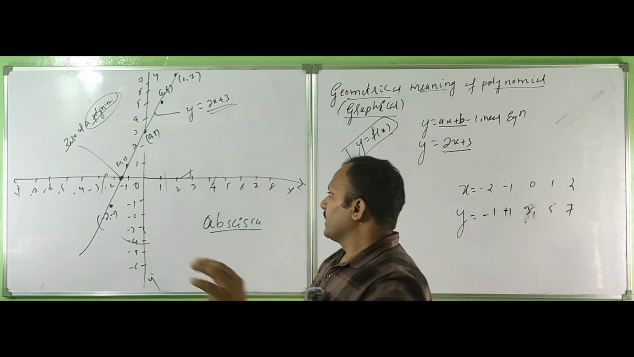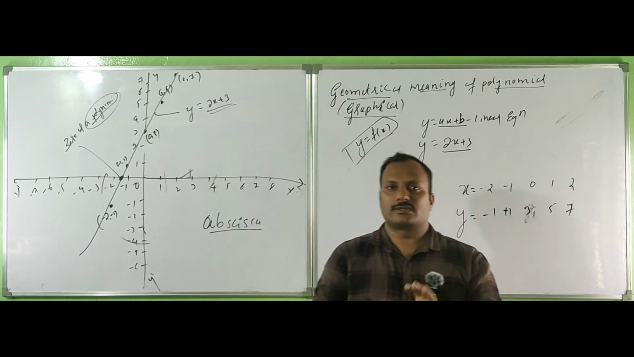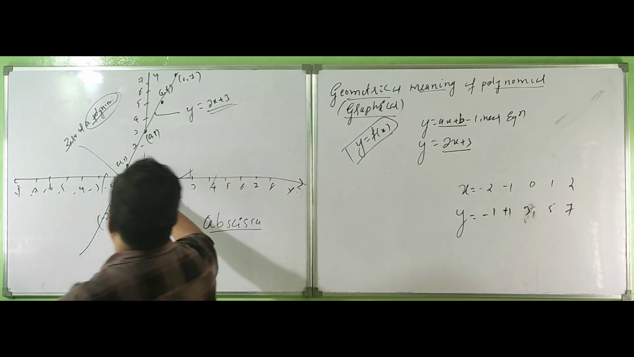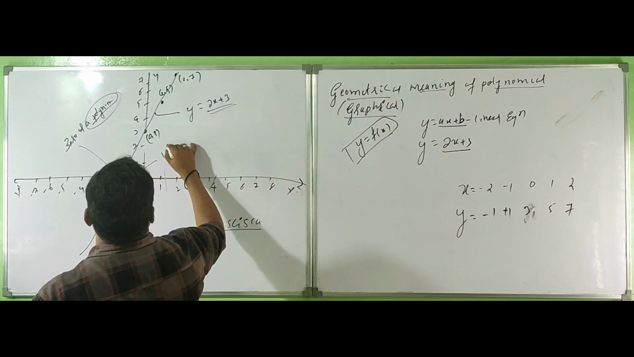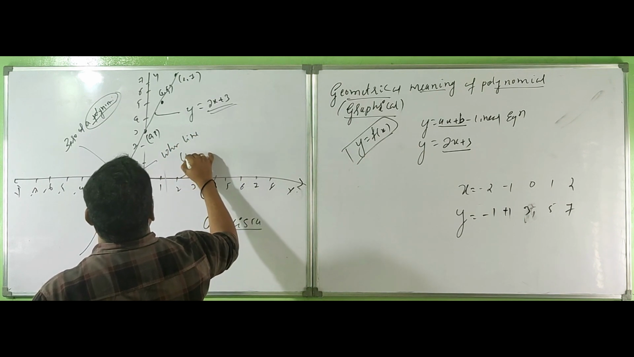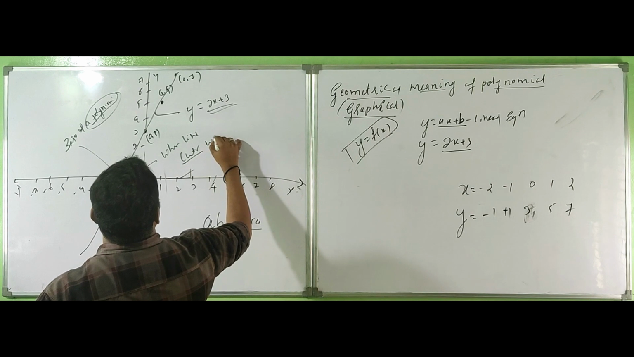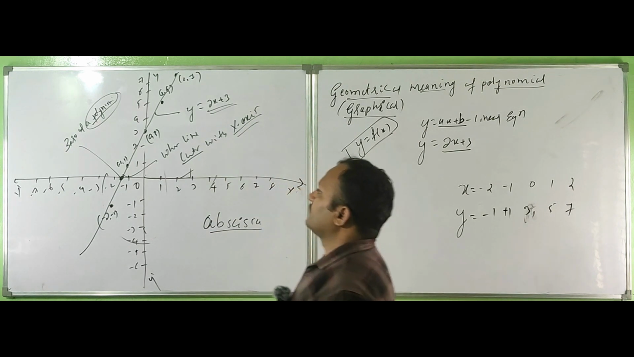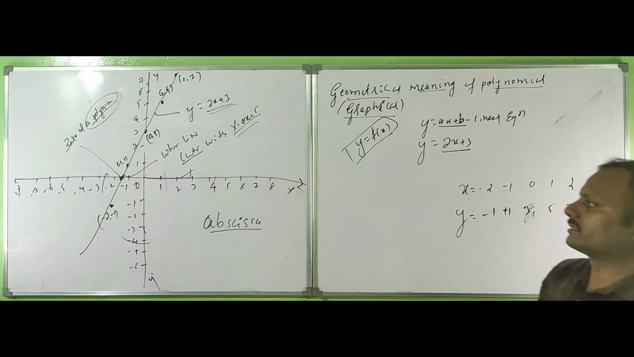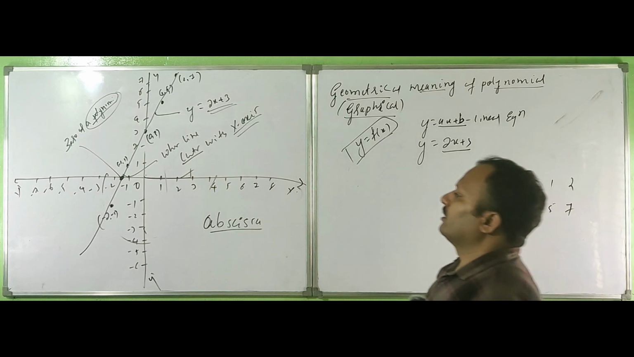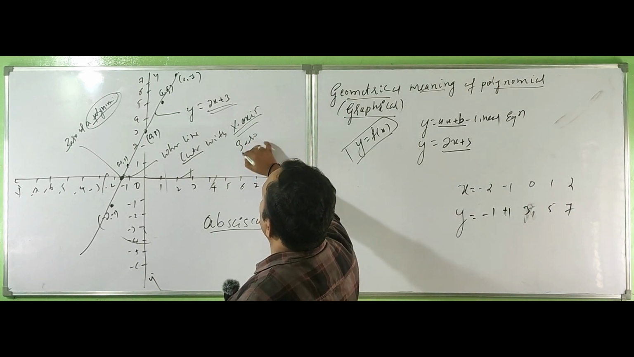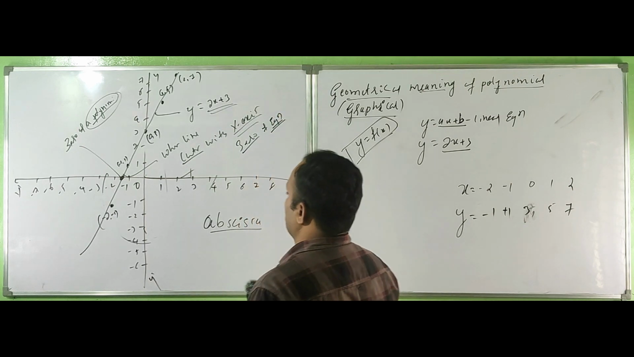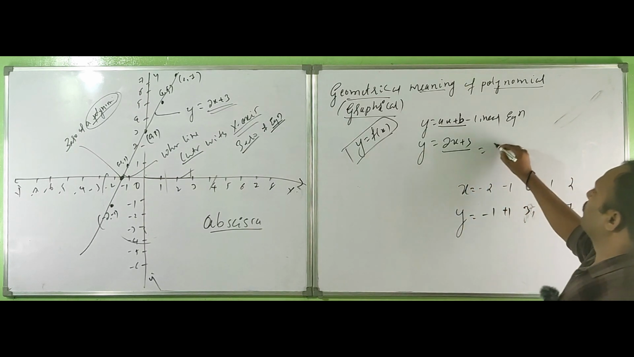Where the line cuts or intersects the x-axis is called the zero of an equation. So here, with respect to this, the answer is -3/2, na?